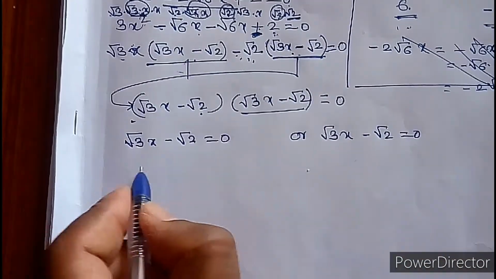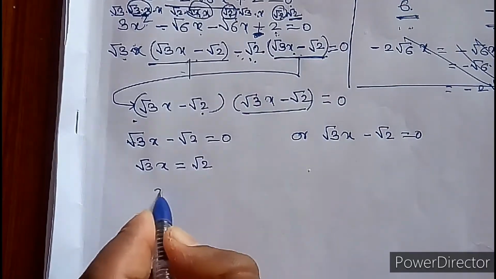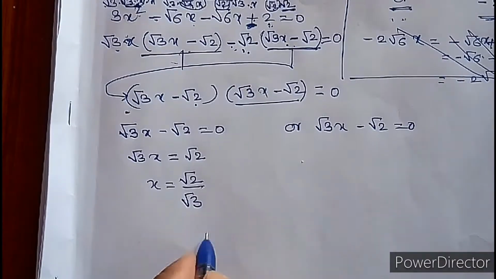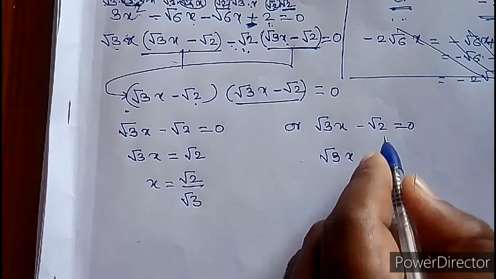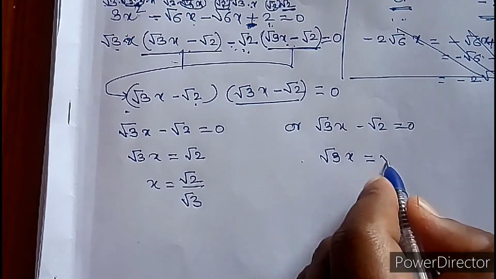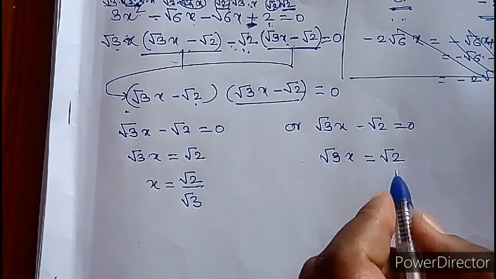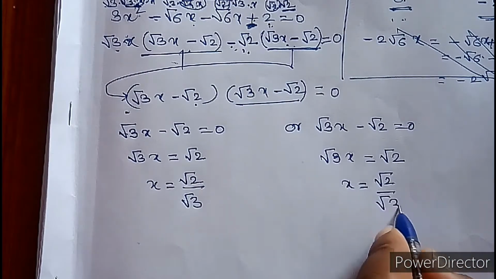Root 3 x minus root 2 equals 0, so root 3 x will be equal to root 2, therefore x will be root 2 divided by root 3. This is the first root, and here root 3 x minus root 2 equals 0, so root 3 x will be equal to root 2, therefore x will be equal to root 2 by root 3.